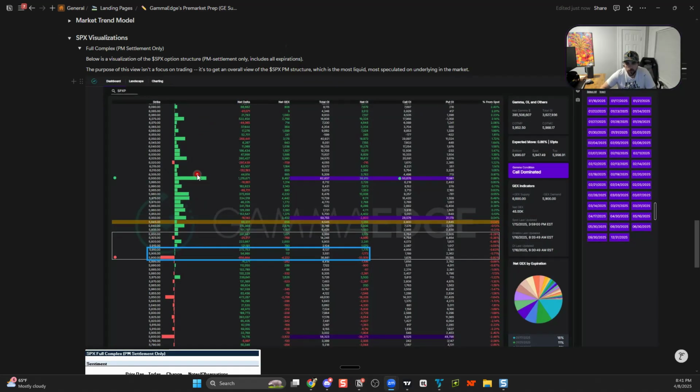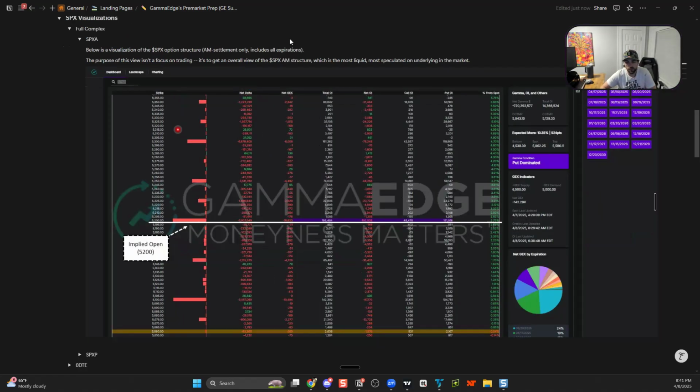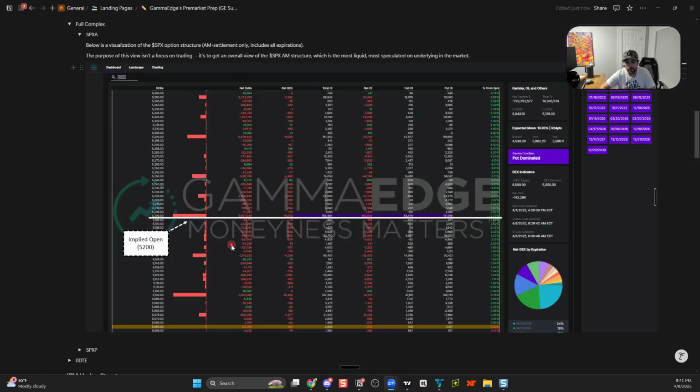And so you can see what a call-dominated environment looks like. Here's a historical example just so you can understand the contrast between what this looks like, which is call-dominated, green everywhere. This is a bullish foundation where we expect continued price appreciation. And now flipping back to the current structure, obviously the difference in structure should be very apparent.